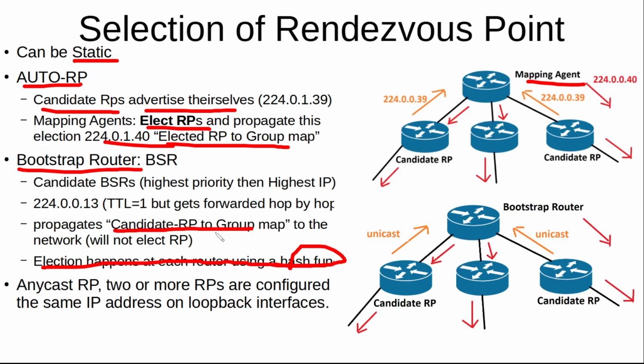You can have several routers that are willing to become the bootstrap router in your network. These are known as candidate bootstrap routers. The one having the highest priority will become the bootstrap router. If that ties, the one having the highest IP address will become the bootstrap router. You can also use other techniques, such as Anycast rendezvous point, where you can have several rendezvous points that have the same IP address, so you can load balance between several rendezvous points for the same group.